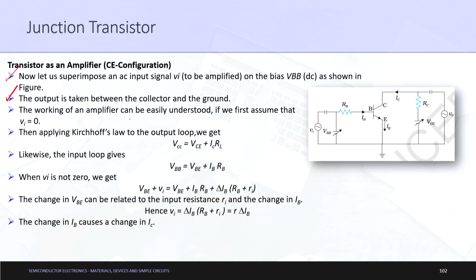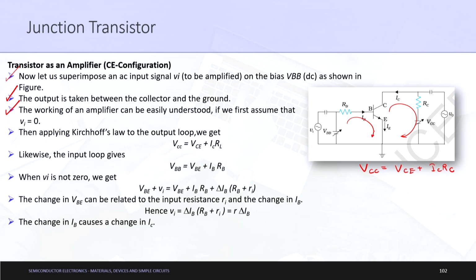The working of an amplifier can be easily understood if we first assume that Vi is 0. So, for the first case, let us assume that Vi is 0, that is, the input AC signal has no effect or no value. First, let us apply Kirchhoff's rule to the output. This has already been done 2 to 3 times. It is VCC equals VCE plus IC RC, correct.